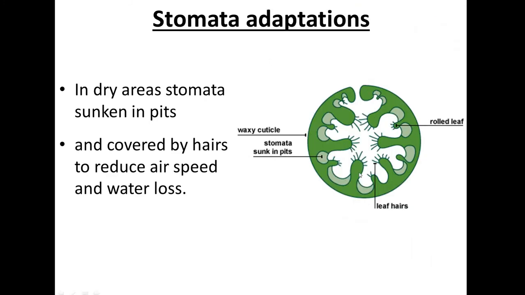So again, this is just a bigger picture of the marram grass. As I said before, the leaves are rolled so that it traps a layer of humid air in the middle. The stomata are sunken in pits so that there's humid air trapped around there, so less water is lost through the stomata. There's also hairs on the inside of the leaves to trap any water, and there's a thick waxy cuticle around the outside.